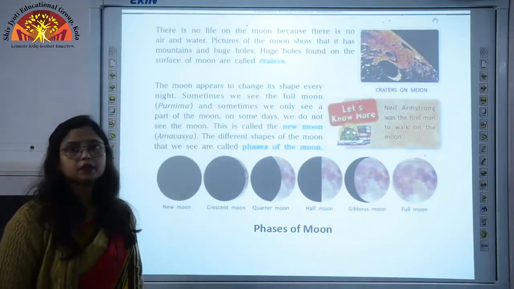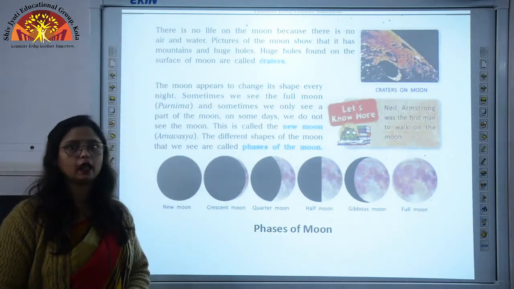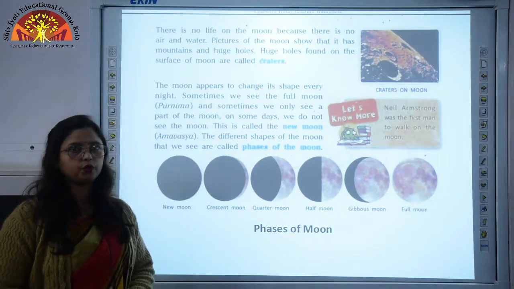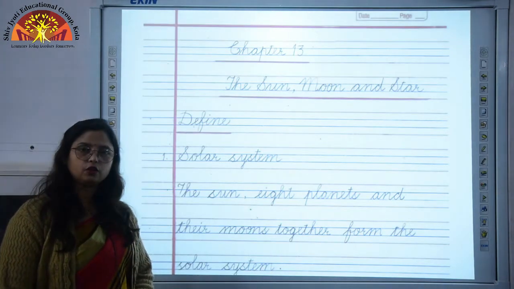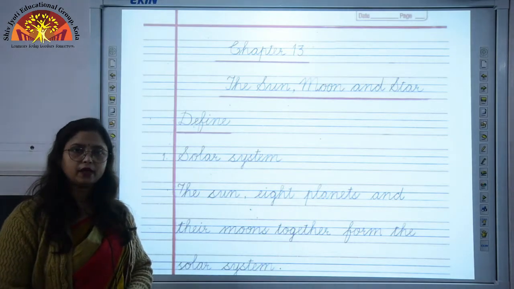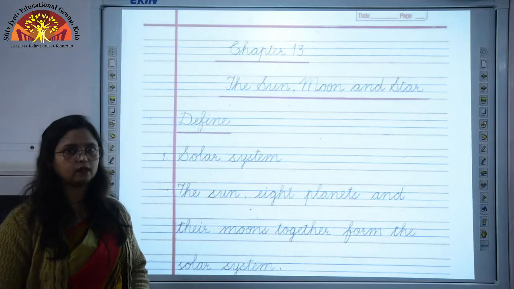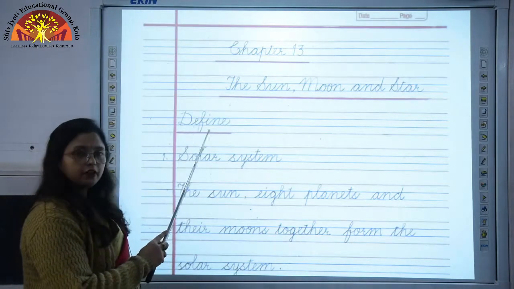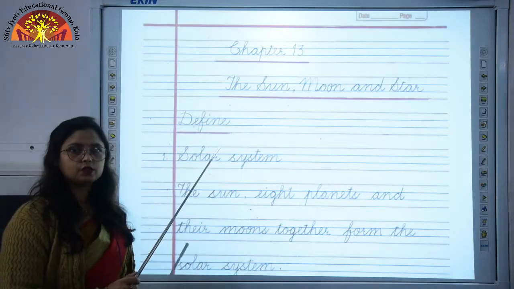So children, this was all about the explanation of part 1 of this chapter, in which we have studied about the sun and the moon. Now let us come to the copy work. So children, you have to do this copy work in your school notebooks. Draw the red margins properly and do the work neatly with good handwriting and a sharp pencil. Today we will discuss only the definition part of this chapter, then the rest of the copy work we will discuss in our next video lecture.